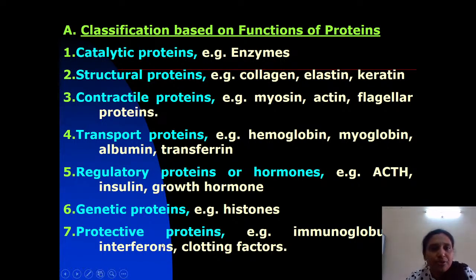Now, protective proteins: a few proteins protect the body from infections. Examples are immunoglobulins and interferons. A few proteins have a role in the clotting of the blood. Almost all blood clotting factors are also nothing but proteins. So proteins are classified based on function, like catalytic proteins, structural proteins, contractile proteins, transport proteins, regulatory proteins, genetic proteins and protective proteins.